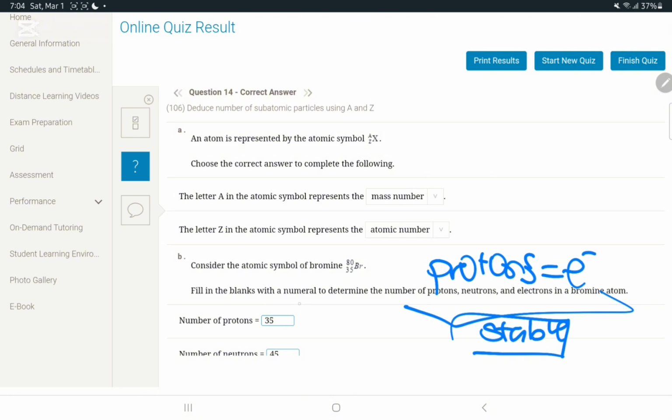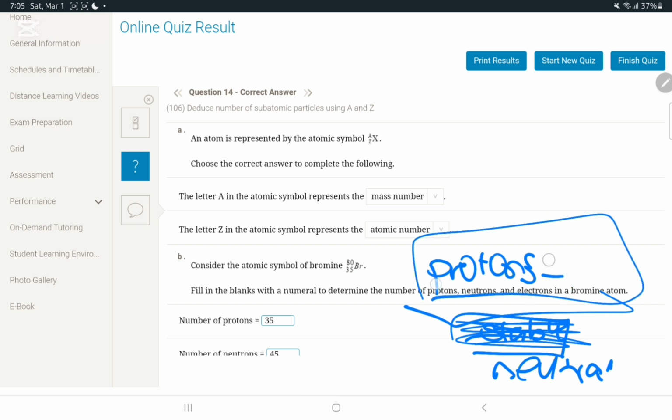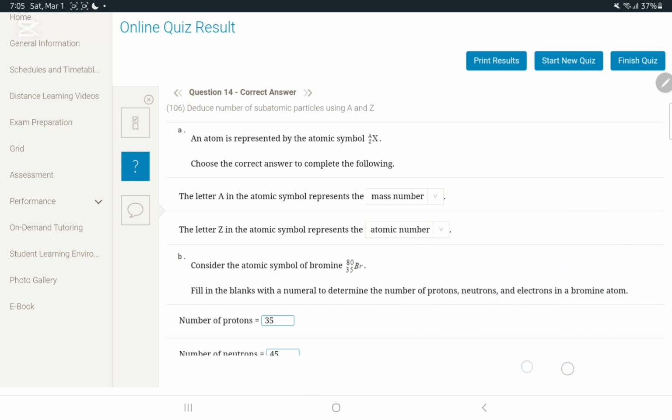Okay, here they didn't mention that it lost an electron or it gained an electron, so we consider bromine to be neutral. Therefore, it didn't gain any electrons. So the number of protons will be the same as the electrons. So if 35 is protons, 35 will be electrons.